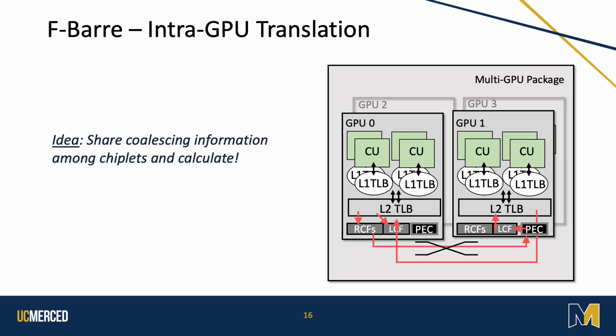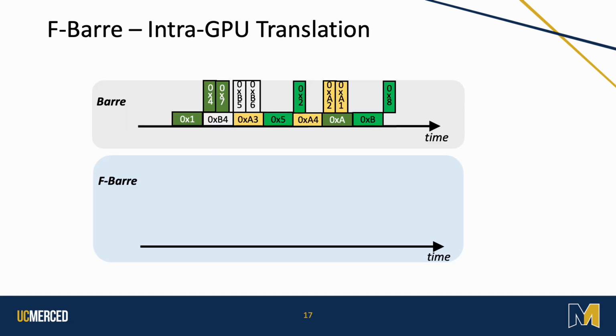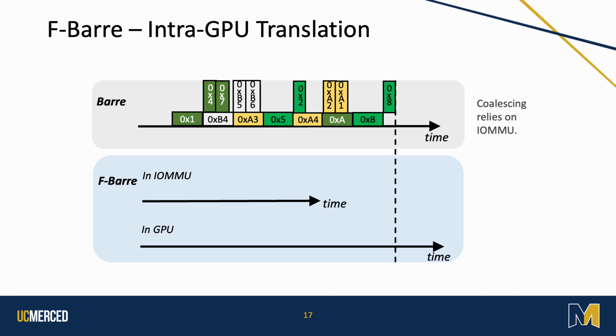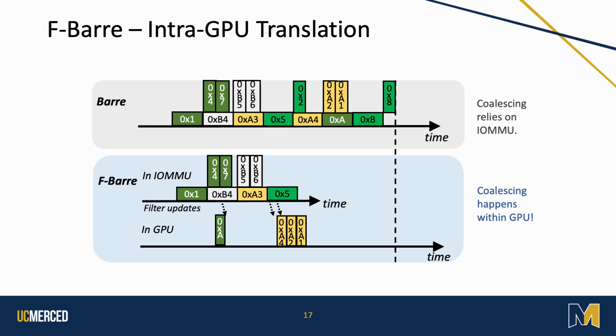Operation-wise, we first check the RCF to get the potential remote GPU chip that contains the request. Then it will send the request to the remote GPU. Then the remote GPU will query its LCF and check the local L2 TLB. If all of them return a hit, the translation result will be returned to the original requesting GPU chip without a page table walk. In the baseline Barre, we are able to coalesce multiple GPU translation requests in the same coalescing group, but only at the IOMMU. With the proposed intra-GPU translation scheme, we are able to share the coalescing information among different GPU chips within the GPU package and further boost the performance.